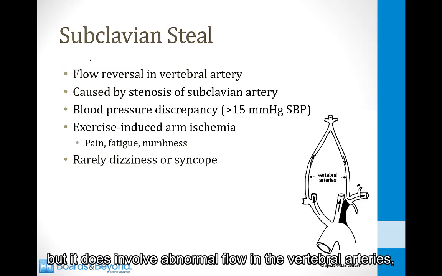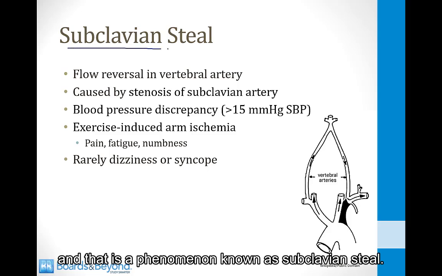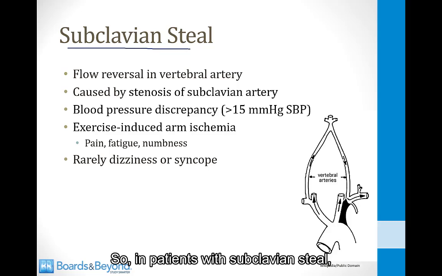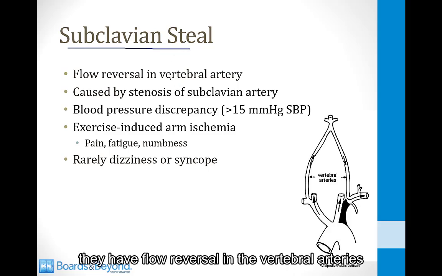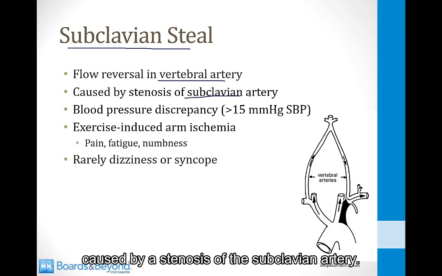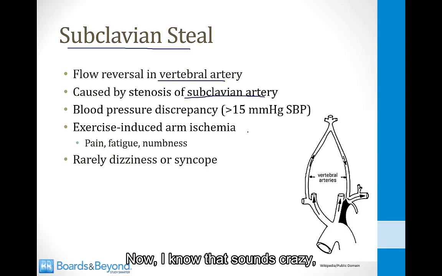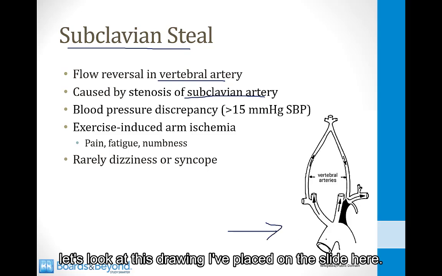I'll finish this video by talking about something that is not a stroke syndrome, but it does involve abnormal flow in the vertebral arteries, and that is a phenomenon known as subclavian steal. So in patients with subclavian steal, they have flow reversal in the vertebral arteries caused by a stenosis of the subclavian artery. Now I know that sounds crazy, but in order to make sense of this, let's look at this drawing I've placed on the slide here.